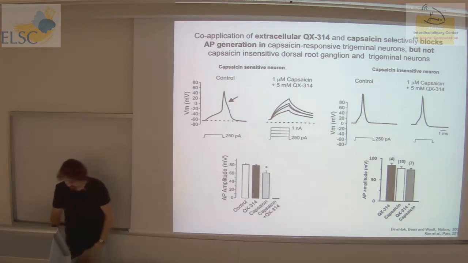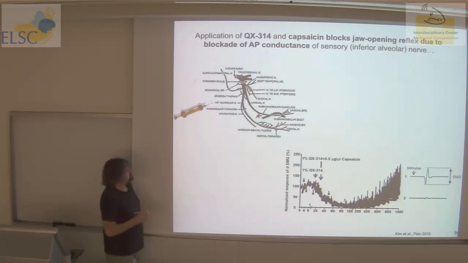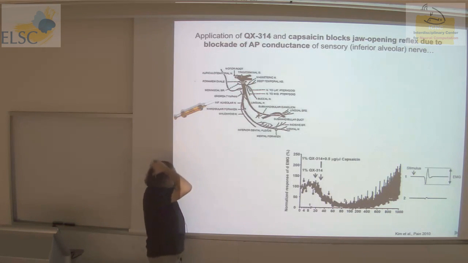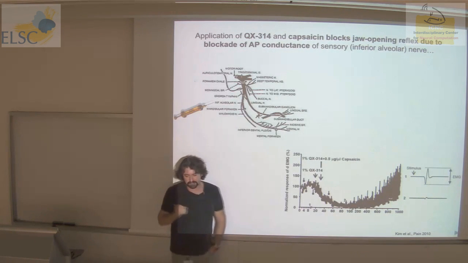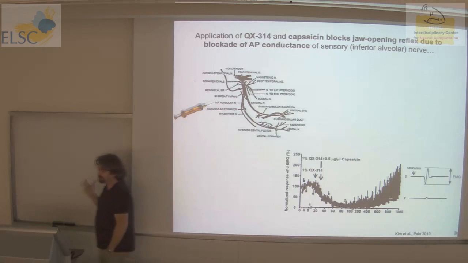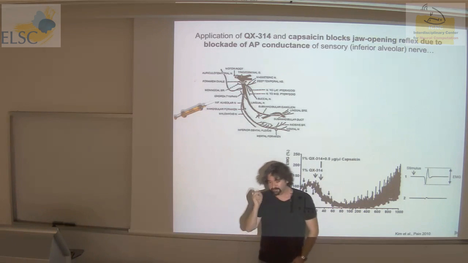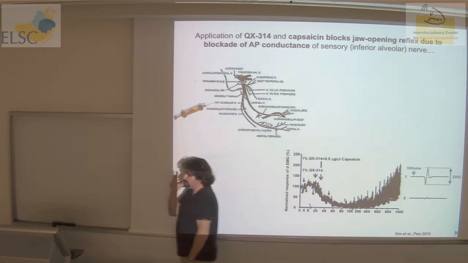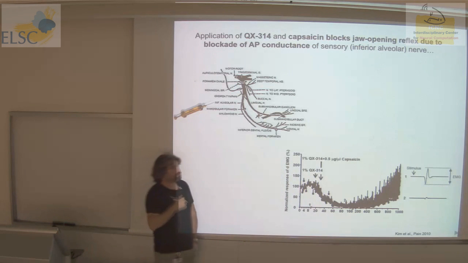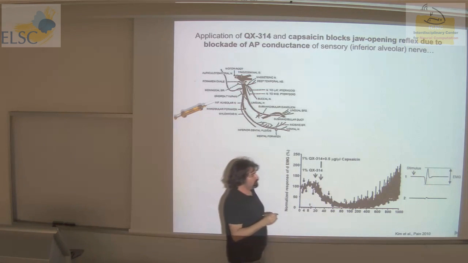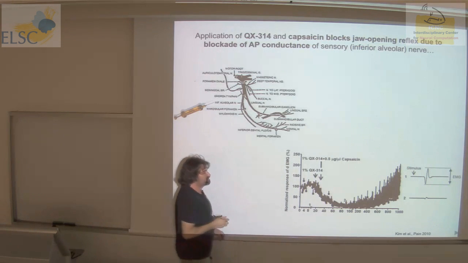And behaviorally, this is an experiment that I would like to explain to you. What we did here, we measured a reflex. It's called the jaw opening reflex in rat. When we stimulate the teeth of the rat with a painful electrical shock, the rat will open the jaw. So we can record the EMG from the muscle that is responsible for opening the jaw.